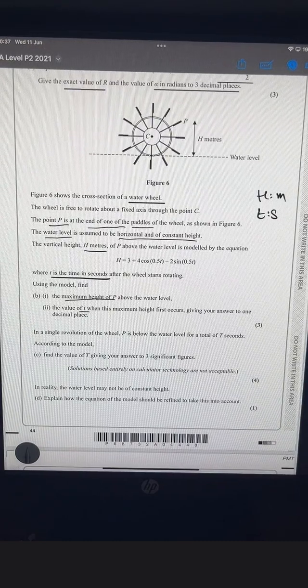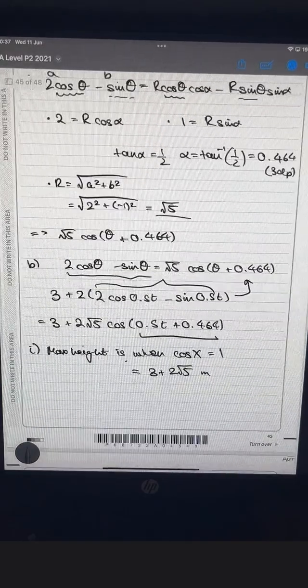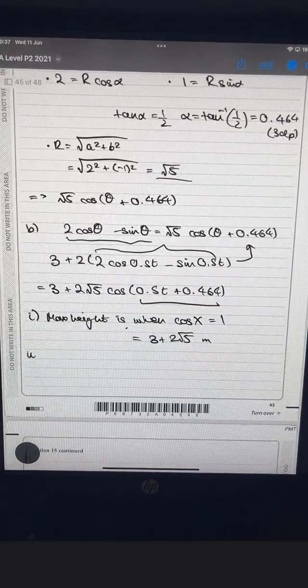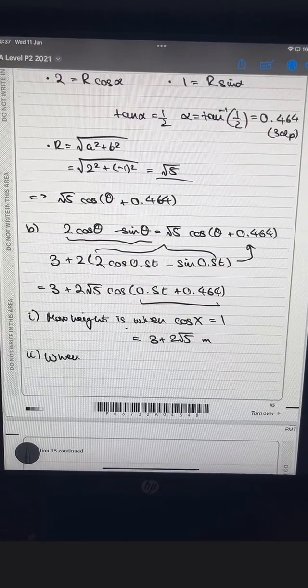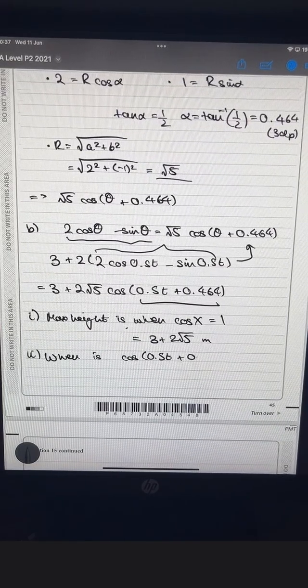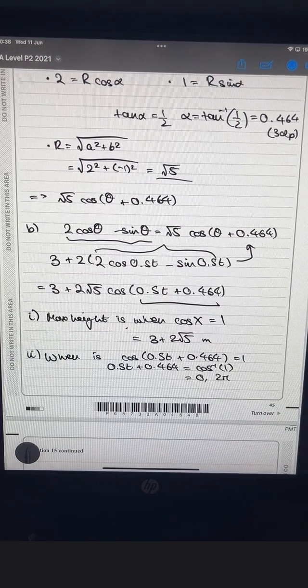So I'm basically being asked, part II, when is cos of 0.5t plus 0.464 equal to 1, right? So if I just do my inverse cos, I have 0.5t plus 0.464 equals inverse cos of 1. So that will give me 0 and 2 pi. Now I need to think which of these is my most valid answer.